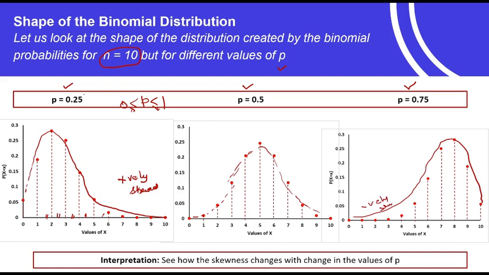What is the meaning of this? When the probability of success is small, you will get higher probabilities for smaller values of x. And when the probability is at the high end, moving towards 1, you will get a larger number of successes. That means the chance of getting more successes, for higher values of x, for a given value of n will increase. So this is quite obvious.